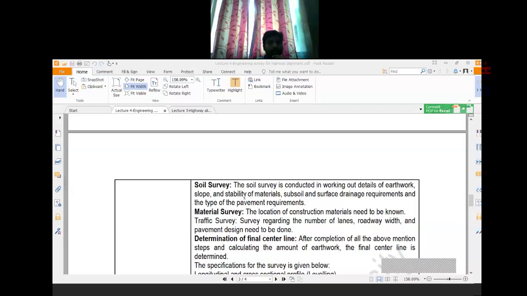Then the material survey. The material survey is conducted to know the details of the materials which are easily available over that area. Then the traffic survey. In the traffic survey, we need to consider the future traffic over that area, that is, how many persons or vehicles will use that route. That is done using the OD survey, that is origin and destination survey, which we will discuss in our further classes.